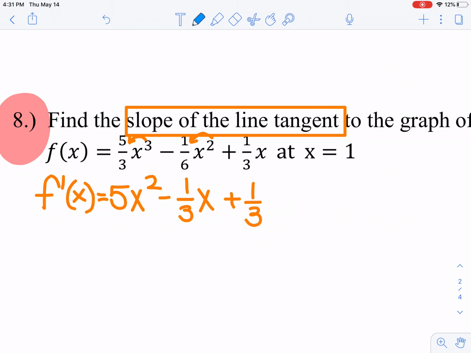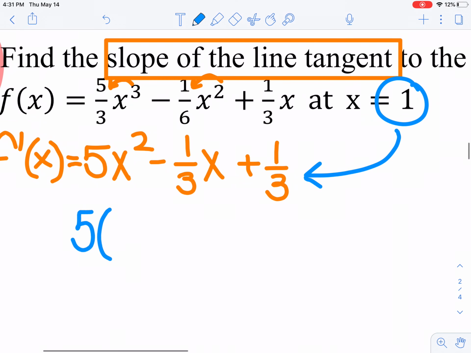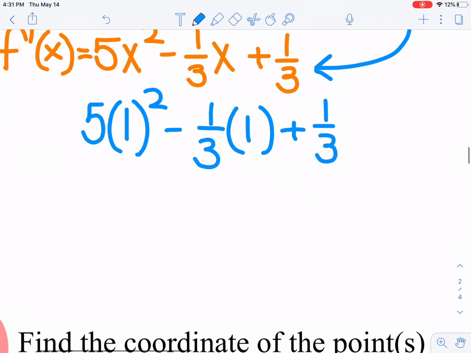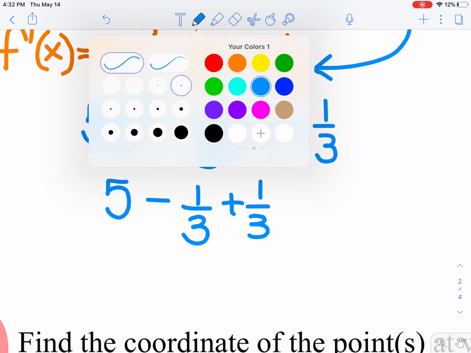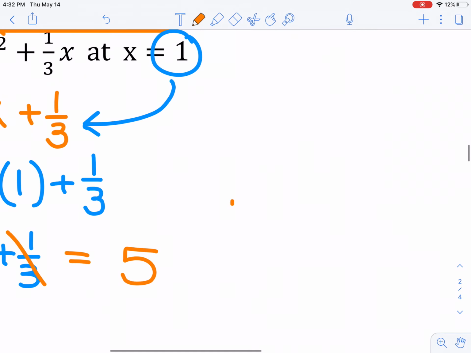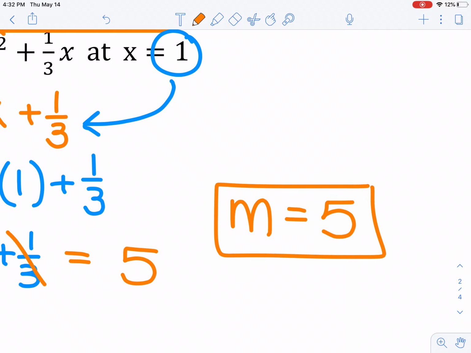So what I'm going to do is take the 1 and I'm going to plug it into the derivative to find the slope. So 5 times 1 squared minus 1/3 times 1 plus 1/3. So 1 squared is 1 times 5 is 5 minus 1/3 plus 1/3. So it's kind of nice, these 1/3s cancel, and I get 5. So the slope, we always use an M for, the slope would be 5.